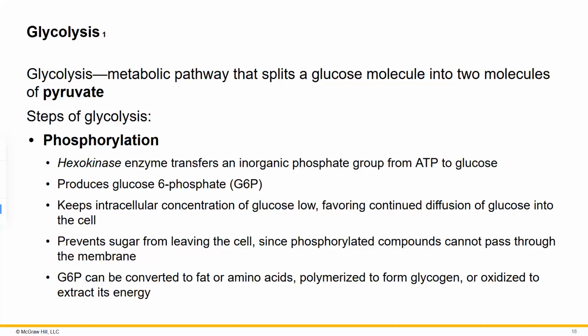Glycolysis is a metabolic pathway that splits a glucose molecule into two molecules of pyruvate. So they break it down into major steps here. The textbook lists out all of the independent steps. Hexokinase is an enzyme that transfers an inorganic phosphate group from ATP to glucose. It produces glucose 6-phosphate. This is an extremely important step because glucose can diffuse down a concentration gradient.